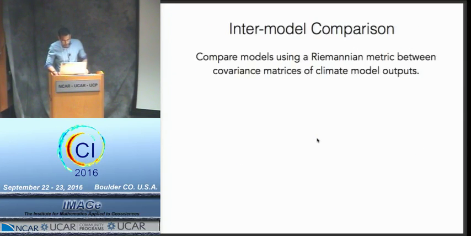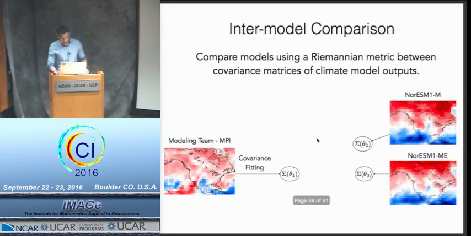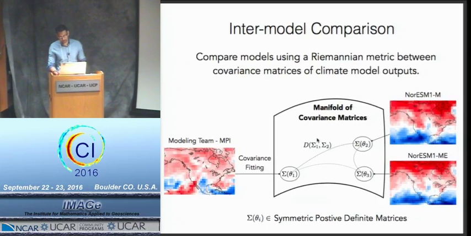The way we do this is using the Riemannian metric between the covariance matrices. The first step to that is to fit the parameters of the covariance matrix. Now that these covariances lie on the space of symmetric positive definite matrices, we can use these canonical distances, one of them being the Riemannian metric on the manifold, and then cluster it to inform the weights.